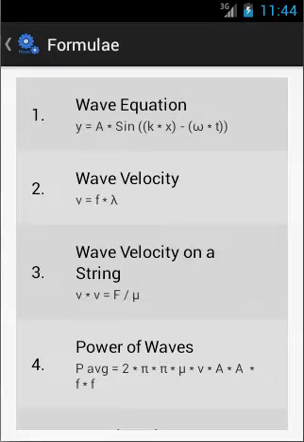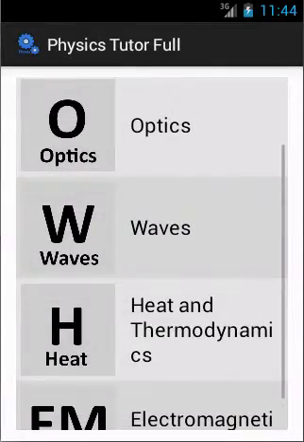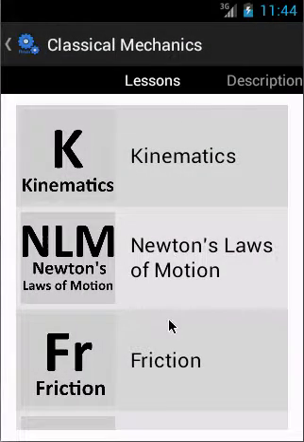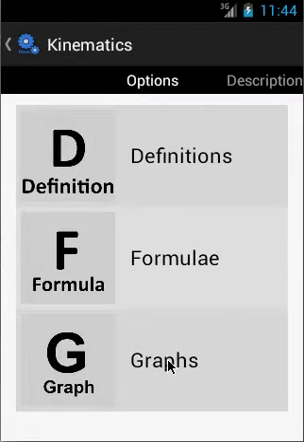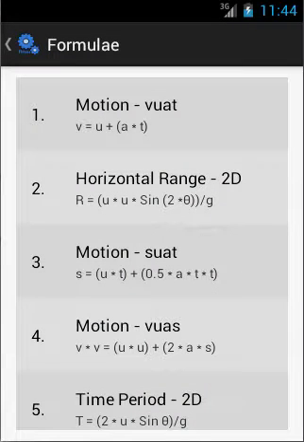The next big feature of this app is called the graph. I'll be showing you an example in the classical mechanics unit under kinematics. On clicking the graph, you can see the list of all the formulae for which you can plot the graph. So to plot the graph for, say, the horizontal range of a 2D projectile, I will be selecting it.